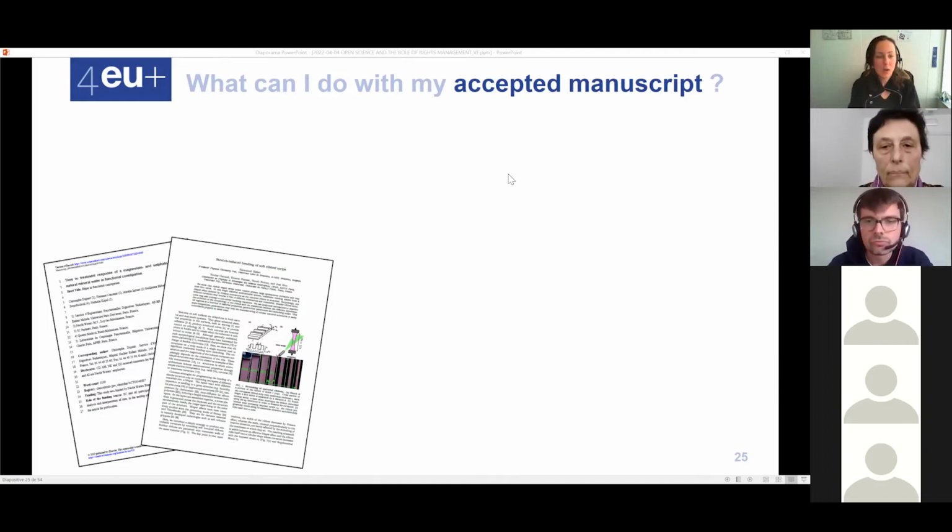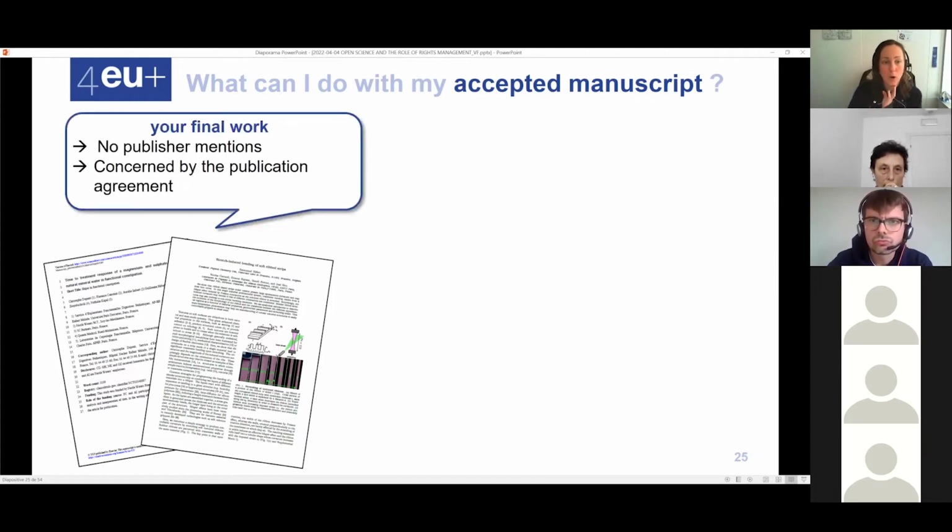Okay, so let's get back to post-print, accepted manuscript. Basically it's your last Word or LaTeX file on your computer after peer reviewing. So it's an accepted paper. It's the final content, but without publisher layout. I put here 2 examples of accepted manuscript you can have on your computer. So this is your final work, like I said, with no publisher mention, with no logo of the publisher or layout of the publisher.